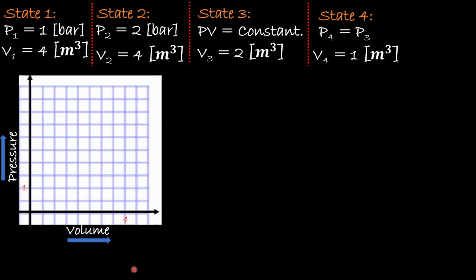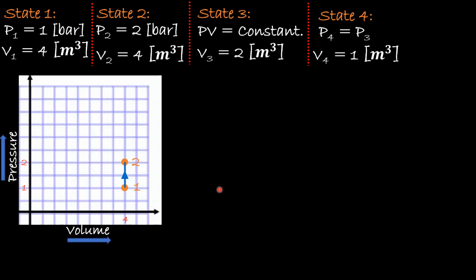The volume at state 1 is 4, so this is state 1. Now for state 2, the pressure is 2 bar and the volume is 4, so that is state 2. So here the process goes from state 1 to state 2, a constant volume process, 4 meter cube, from 1 bar to 2 bar. So now we have sketched this process.